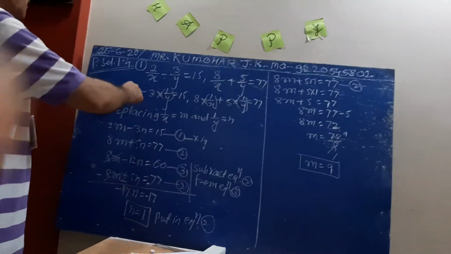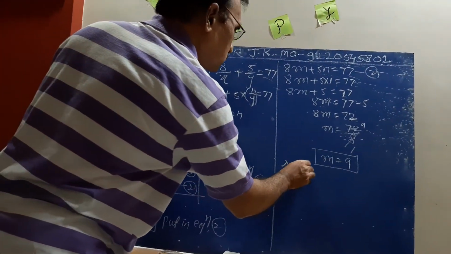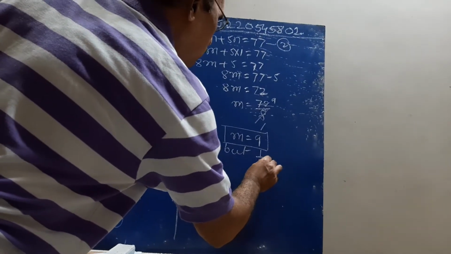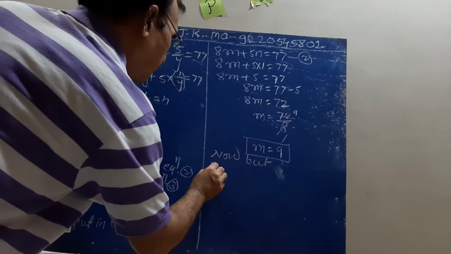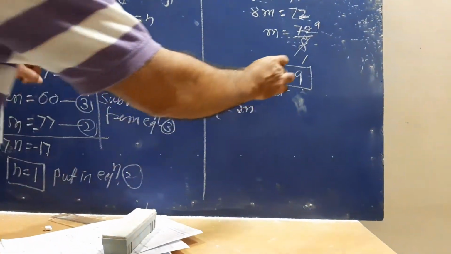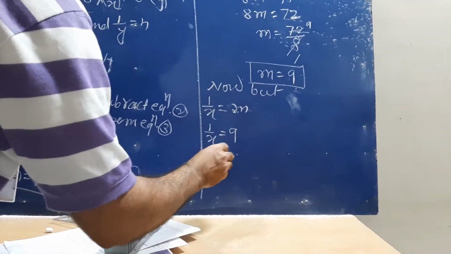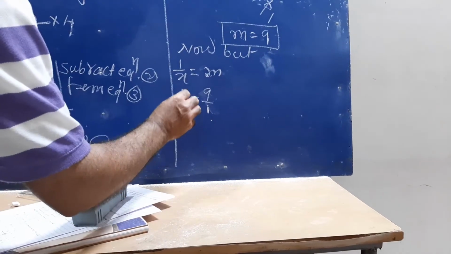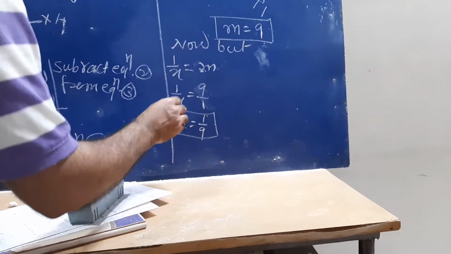Then by resubstituting, 1 upon x is equal to m. We have to write here 1 upon x is equal to m, but m is 9. Therefore, 1 upon x is equal to 9. For our convenience, 9 upon 1. By taking reciprocal, x is equal to 1 upon 9. This is value of x.